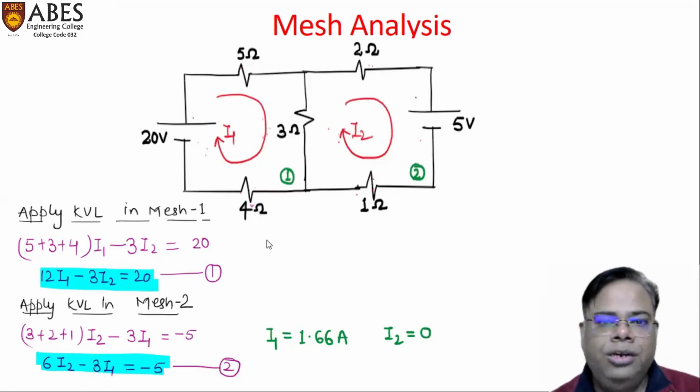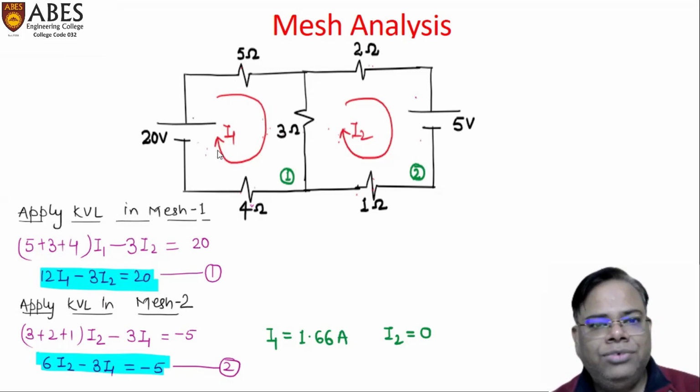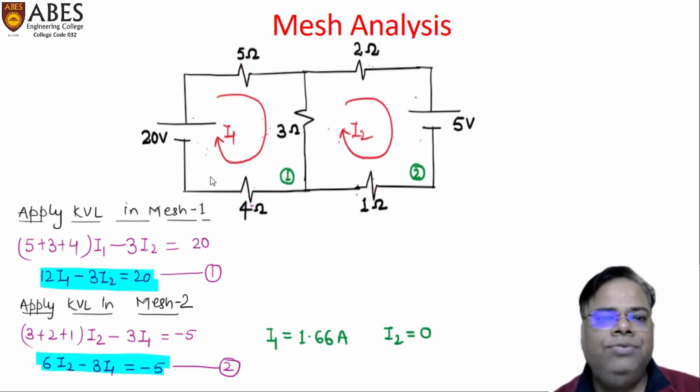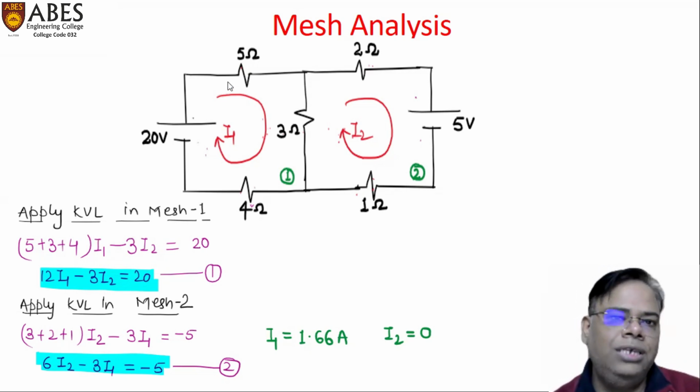We are assuming here two mesh. Now we are applying KVL in mesh 1. For applying KVL in mesh 1, firstly, we have to add all the resistances that are associated with the mesh 1. In the mesh 1, there are three resistances, 5 ohm, 3 ohm and 4 ohm.